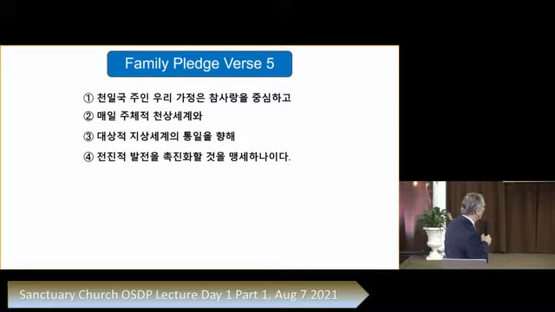So toward the unification of the heavenly world, which is in the subject partner position, and the earthly world, which is in the object partner position. So towards the unity of these two, okay, what are we going to do? 전진적 발전을 촉진할 것을. We're going to facilitate the forward marching, or the progress or development, okay, towards this unity.